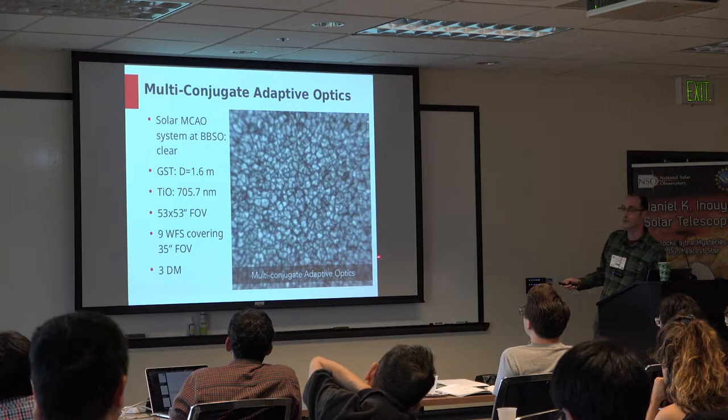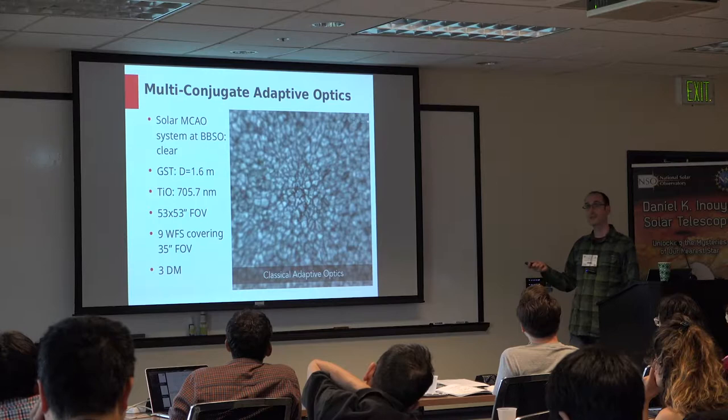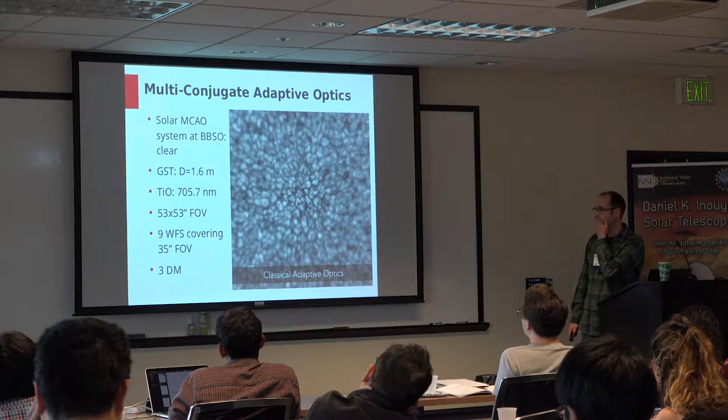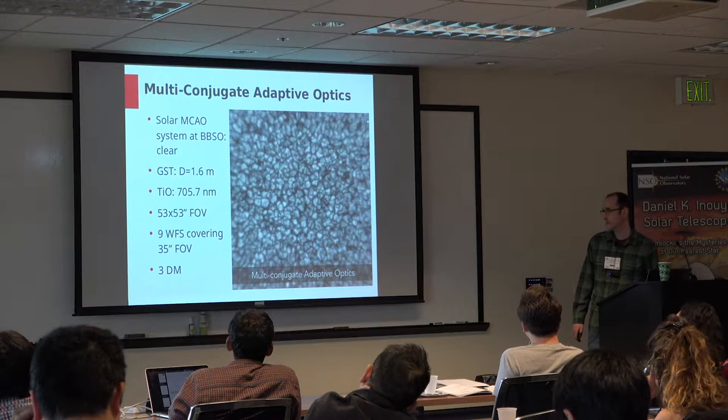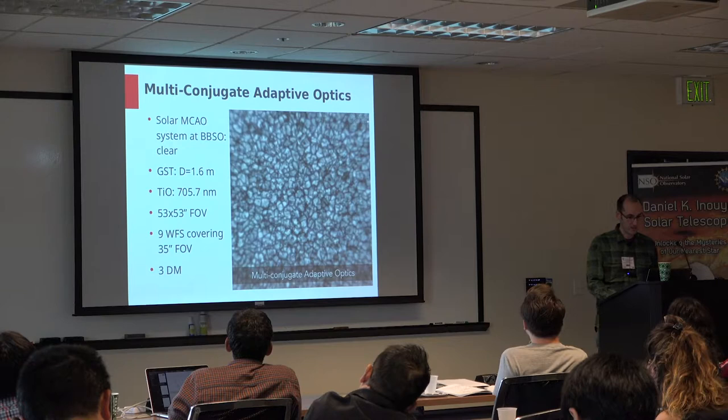So the MCAO system will be a much more complex system than this one. But this one is also for a smaller telescope, just 1.6 meters. But we do have an operating system. So this is happening. It's not science fiction anymore. Right, and with that, I will end. And if you have any questions.